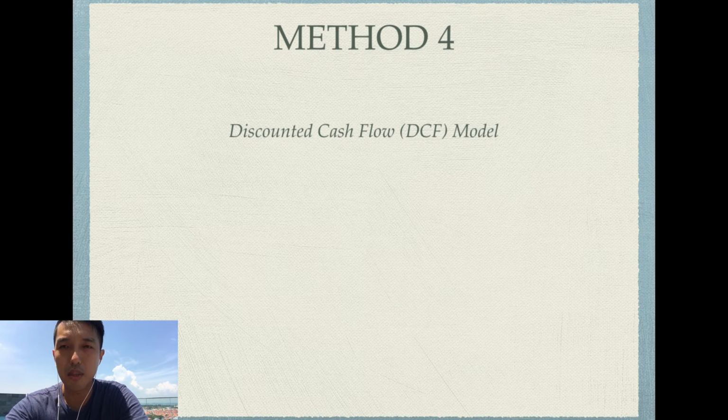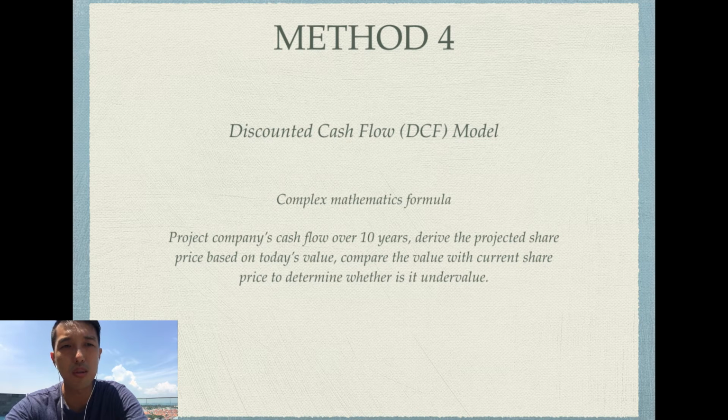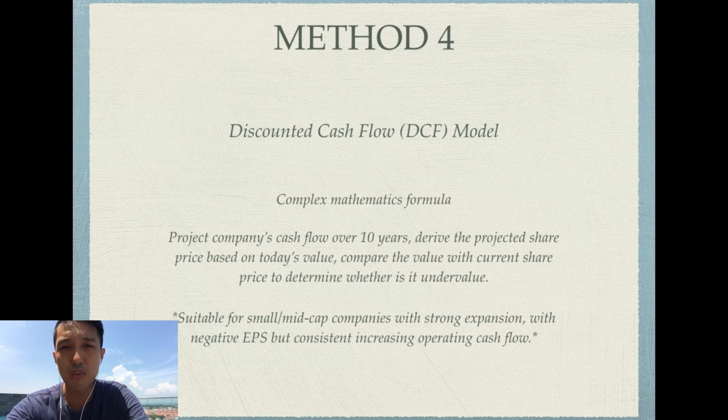The next method will be the discounted cash flow model. This is very similar to the earlier method, the discounted earnings model. They apply a similar kind of mathematical formula. It's just that one compares based on earnings, the other based on cash flow itself. Same thing, I will not drown into it because it's too hard to go in depth into the calculation itself. But generally, take note that we sometimes use discounted cash flow models over discounted earnings models when doing a valuation for small to mid cap companies.